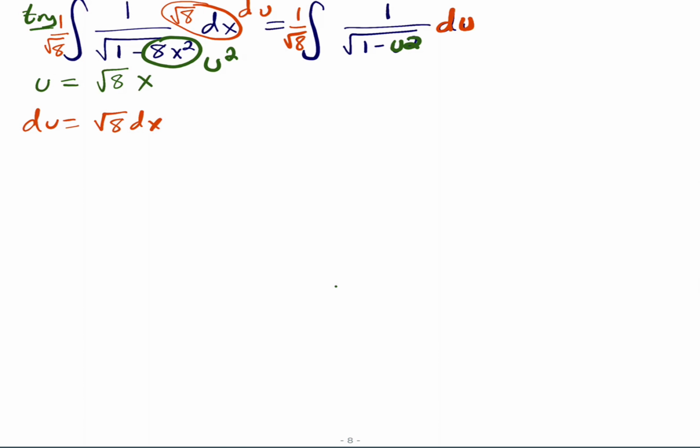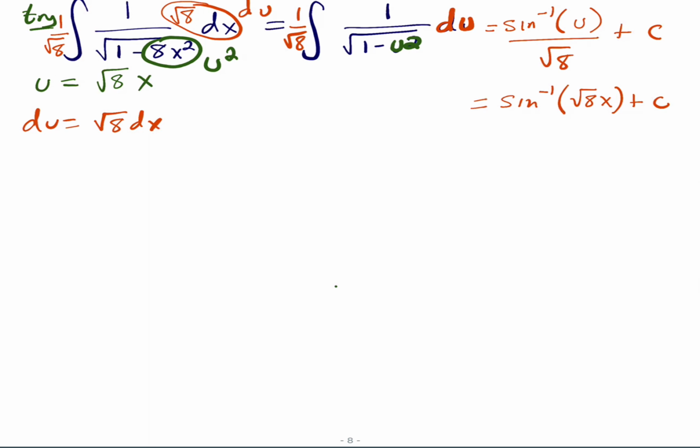Does that make sense? That substitution? So what does that equal to? That's inverse sine of u over square root of 8, right? Plus c, which is inverse sine of root 8 x plus c, over root 8.